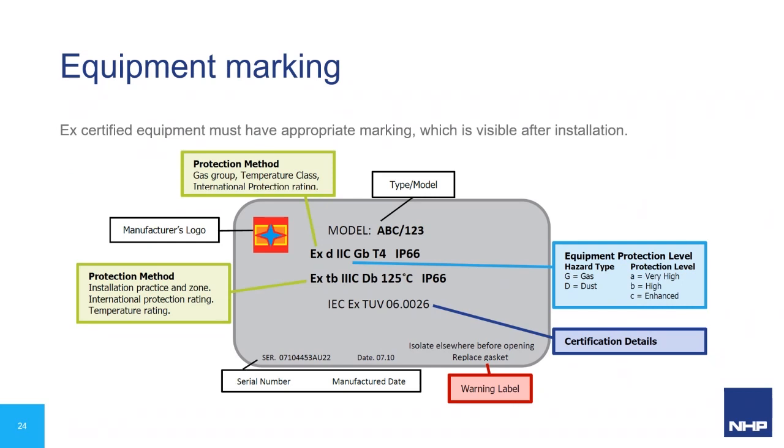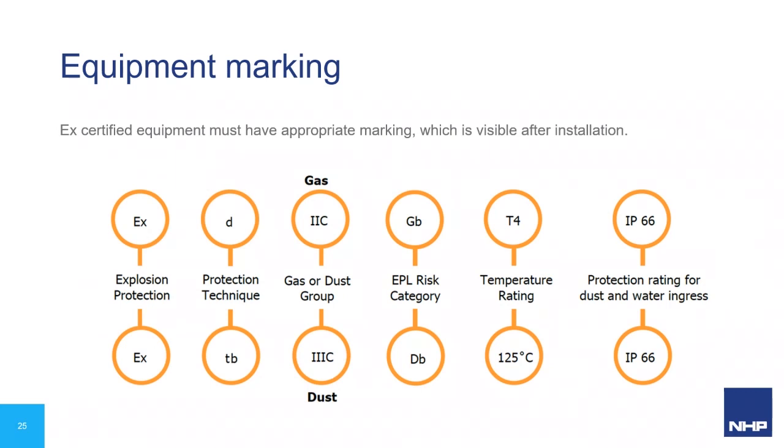So if we just take note of that middle section of the certification there where it says Ex d IIC Gb, we'll break this down further on the next slide. On this label, there are two sets of marking, which means this product is dual certified with two protection methods, as I was mentioning is possible before.